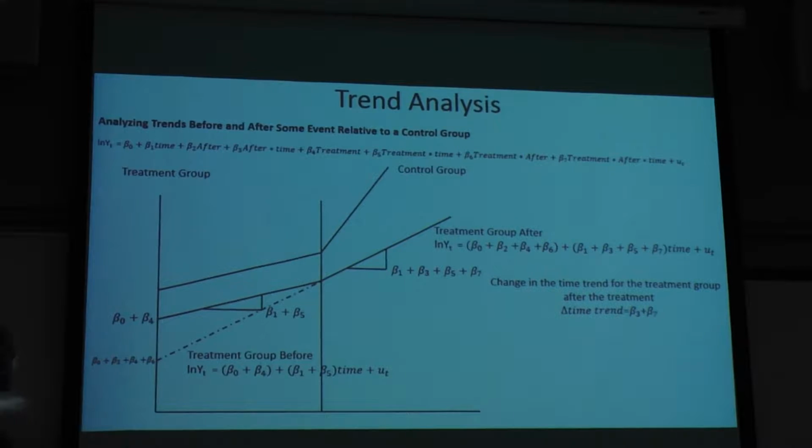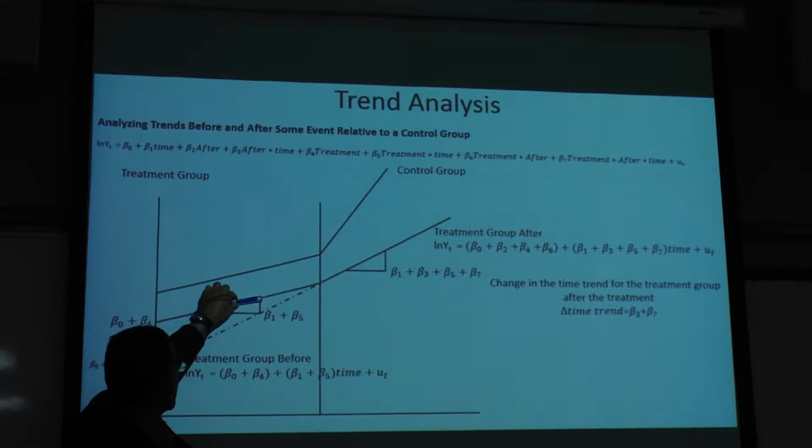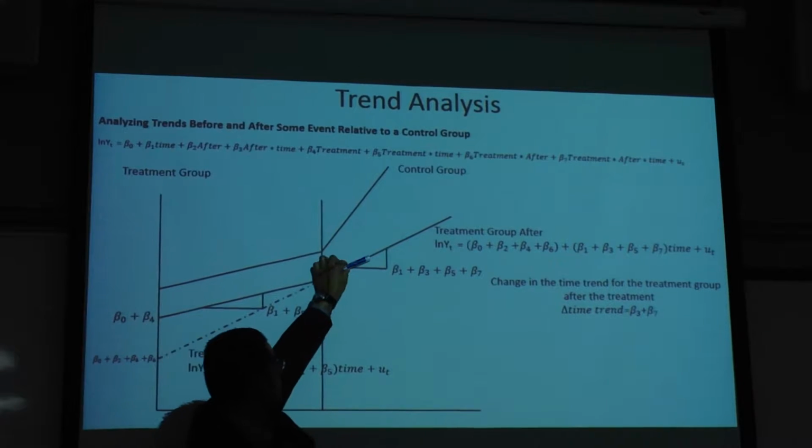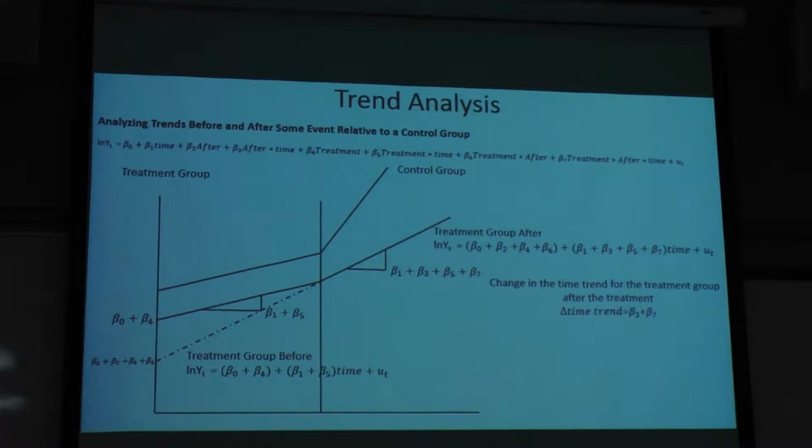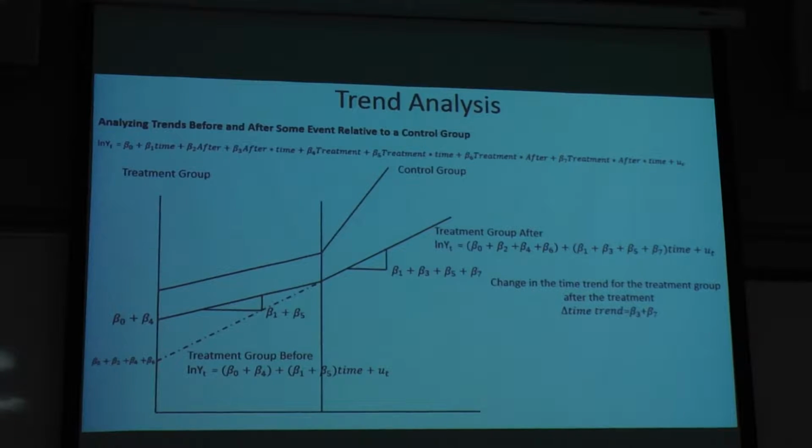If there is a difference in this slope, beta 1 plus beta 5, and this slope, beta 1 plus beta 3 plus beta 5 plus beta 7, then what should be different? So if you just subtracted those two, what is left over? Beta 3 and beta 7. Exactly. That is the difference in the slope of the treatment group after the treatment. So beta 3 plus beta 7 represents the change in the growth rate in the treatment group after the treatment.